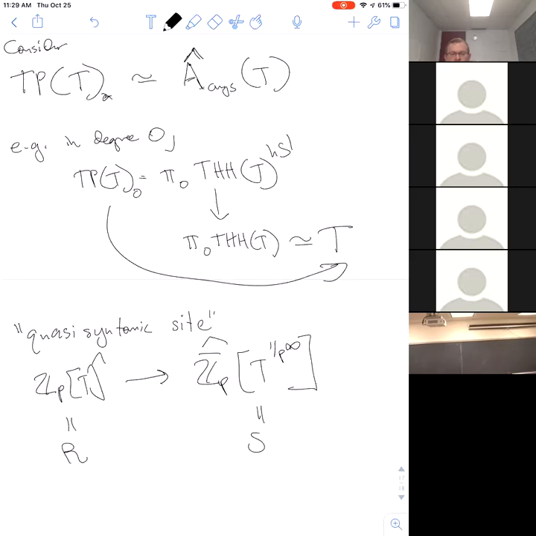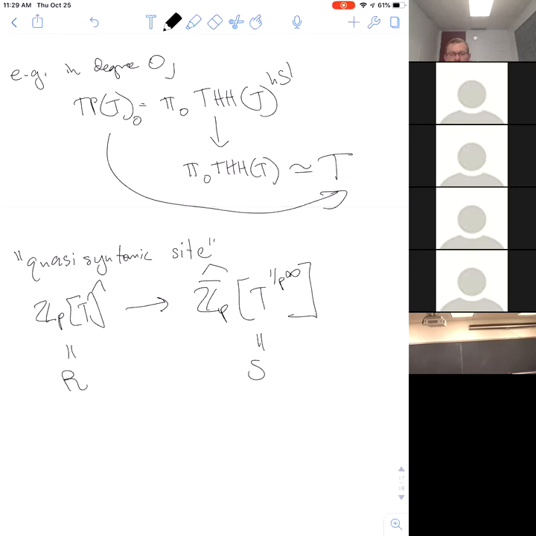But the problem is that there's no canonical way of going from R to S, so you have to introduce this machinery of the quasi-syntomic site. But it is possible to do this and to define the filtration in this way. And then in doing so, you get a new p-adic homology theory here.